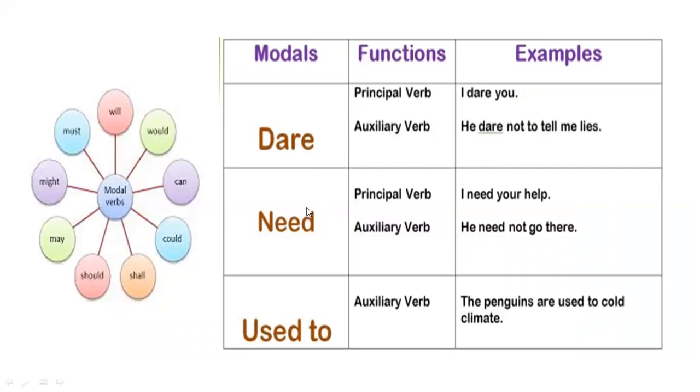So the next ones are dare and need. These are all called semi-modal verbs. What are the semi-modal verbs? Dare, need, used to, and ought to. Dare can be used as a principal verb and as an auxiliary verb. The example is: I dare you. While as an auxiliary verb: He dare not tell me lies. So need can be used as a principal verb as well as an auxiliary verb. I need your help. He need not go there. Then used to can be used as an auxiliary verb. The penguins are used to cold climate.